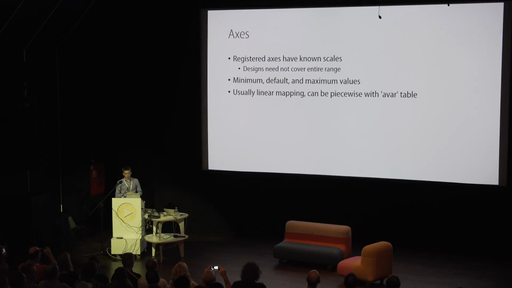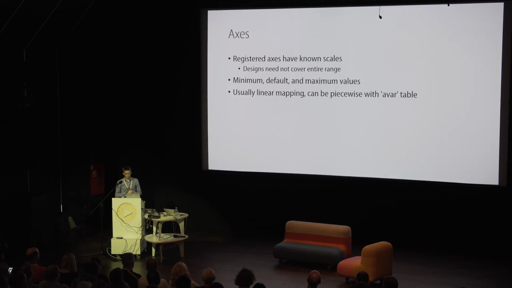So, as Peter mentioned, the registered axes have known scales, so they can interoperate and have some semblance of conformity with other specs. An example would be the weight scale, which we've matched up with the CSS and OS/2 weight class. So that is an axis that has a possible range between 1 and 1,000. But of course, since variable fonts are truly variable and interpolated, you're not limited to simply 1,000 different weights.